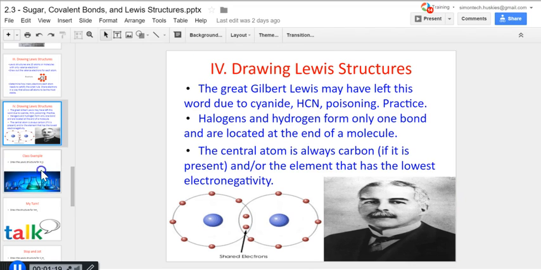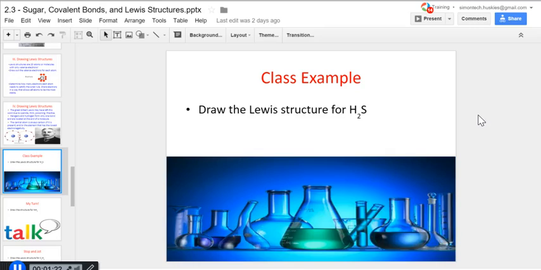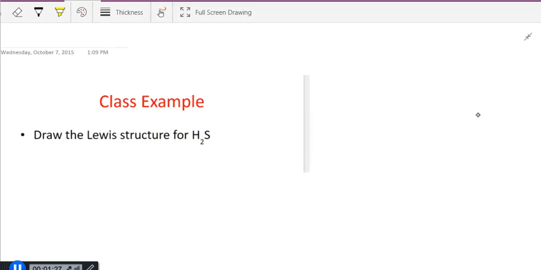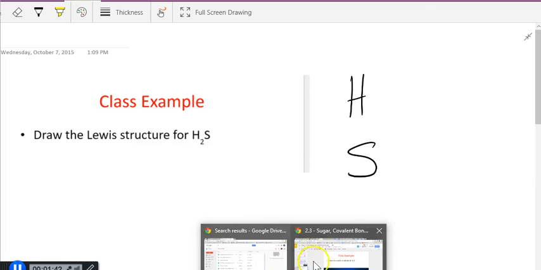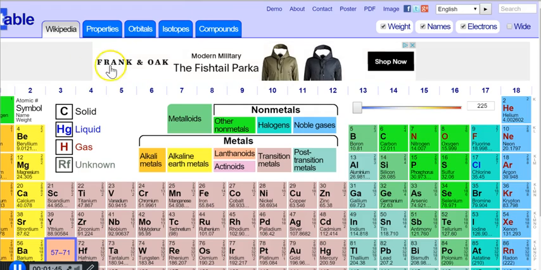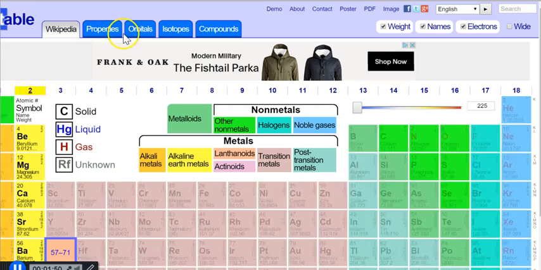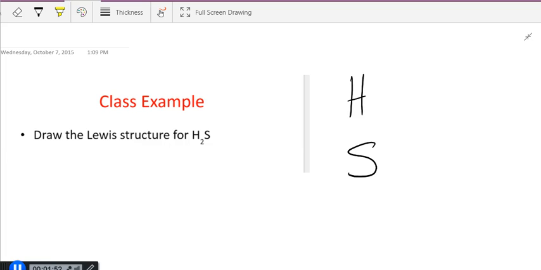So it's going to work like this. If I have something like H2S, the first thing I'm going to do is find hydrogen and find sulfur. How many valence electrons does hydrogen have? In what group is it in? I go to the periodic table. I see hydrogen's right there. It's in group 1. So how many valence electrons does it have? 1, exactly. So I go here, I give it 1 valence electron.